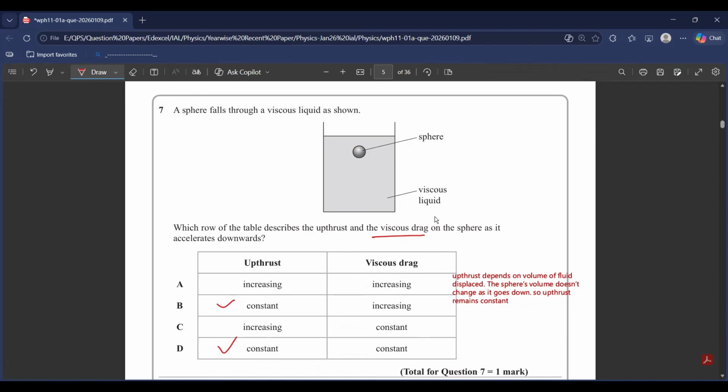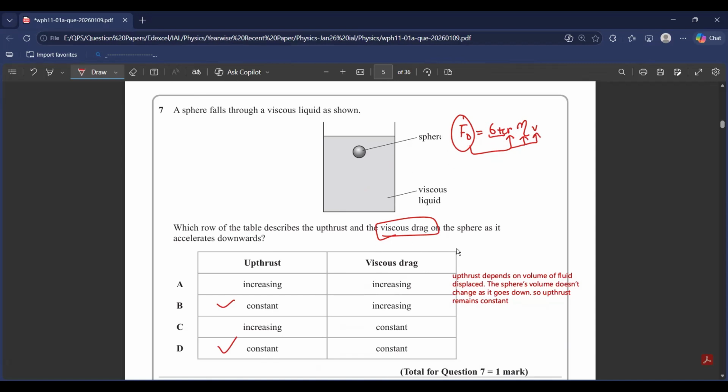Let's see. Now coming to viscous drag. For viscous drag, we basically have a formula, right? Fd is equal to 6 pi r eta v. Among this, 6 and pi are constants. So viscous drag depends on radius, it depends on eta, which is viscosity, and it depends on velocity. So if the speed of the ball increases, then viscous drag will also increase. If the radius or surface area increases, then viscous drag will increase. If viscosity increases, then viscous drag will increase, right? Because they are proportional to viscous drag.